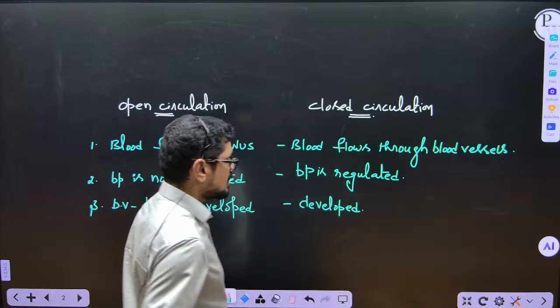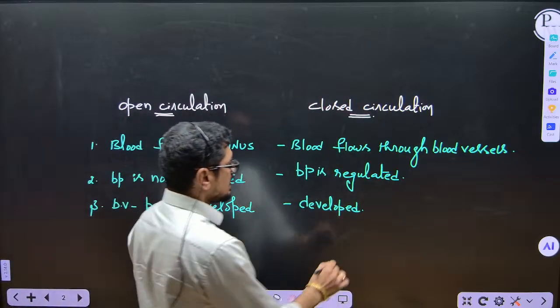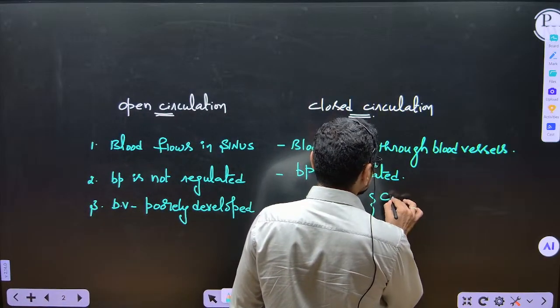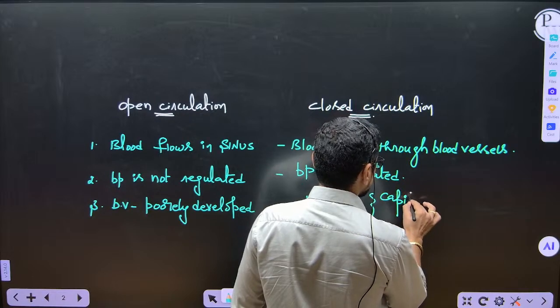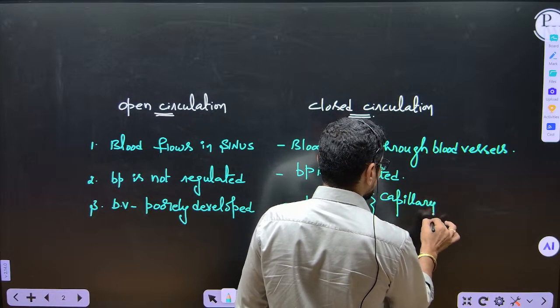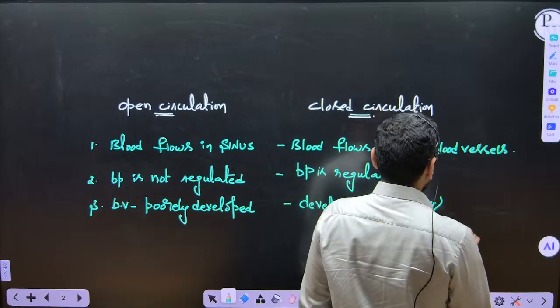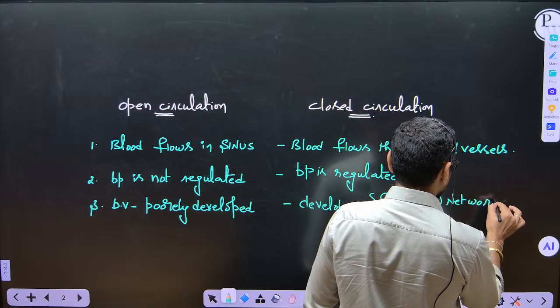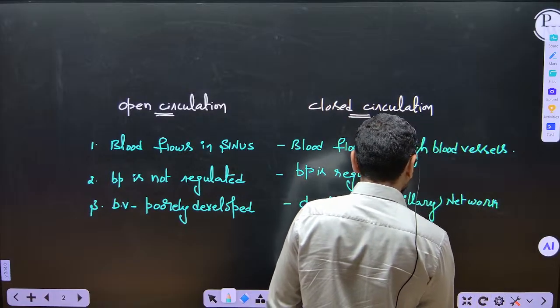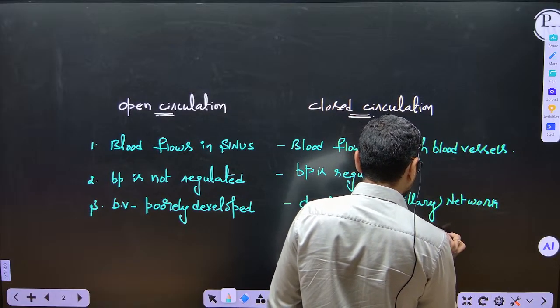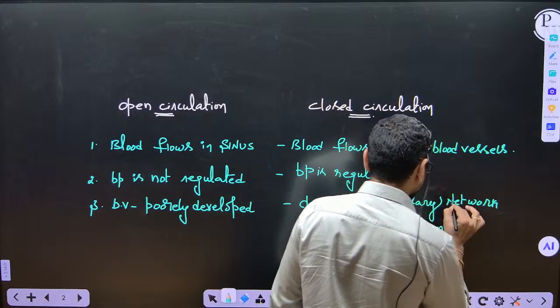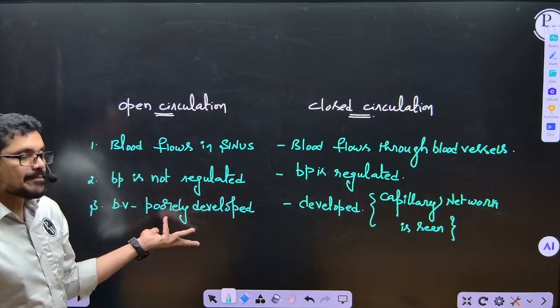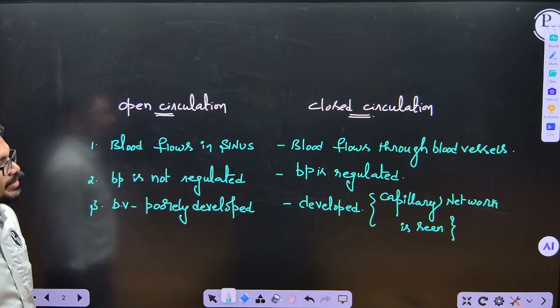Okay, so here, in other words, you can write capillary network: C-A-P-I-L-L-A-R-Y. Capillary network is developed, is seen. So it itself indicates capillary network is not perfectly seen in open circulation.